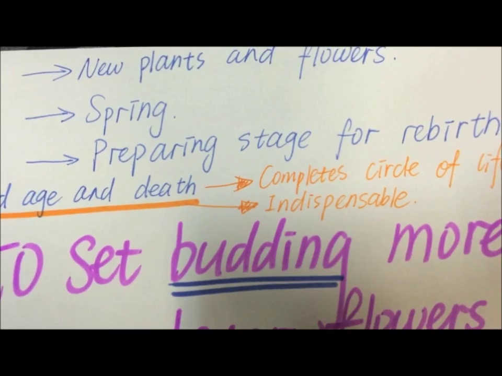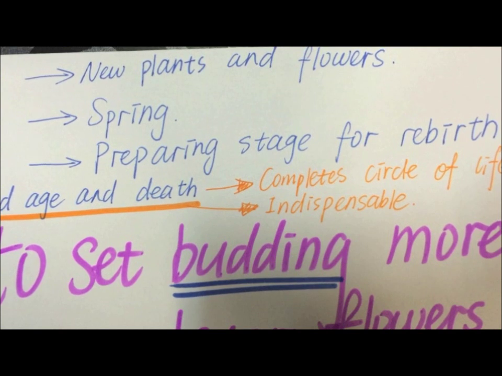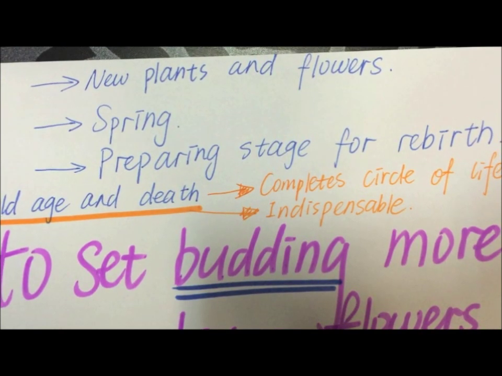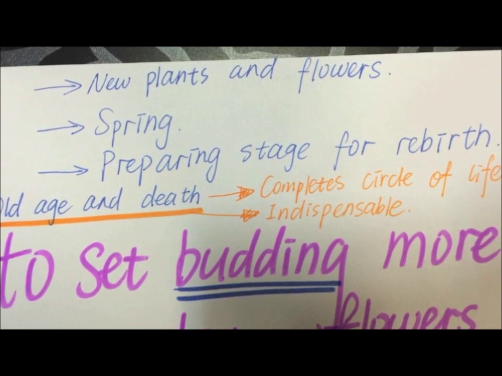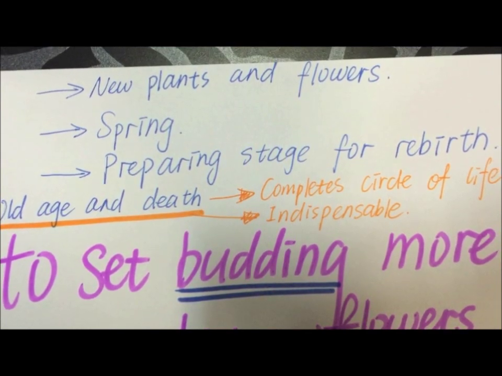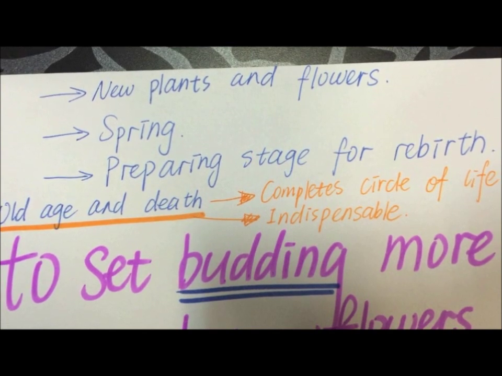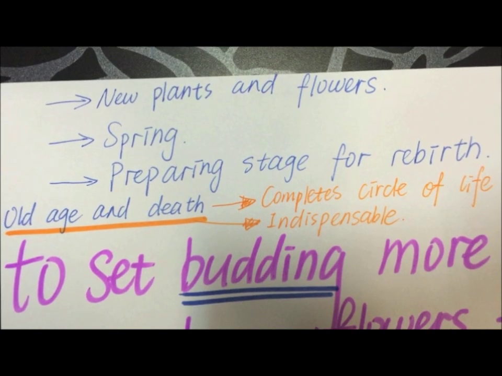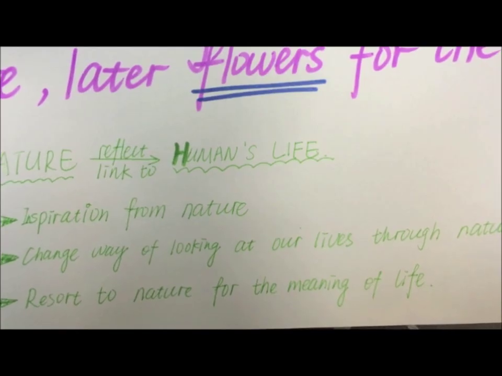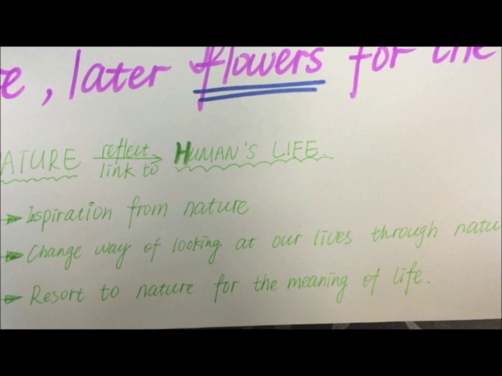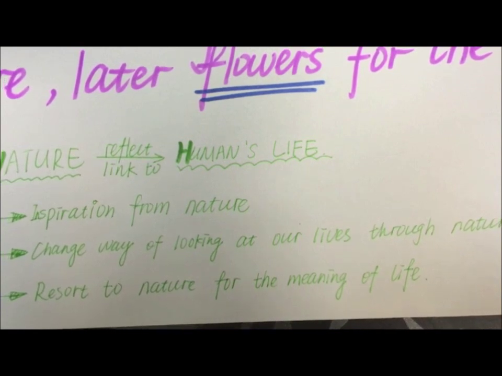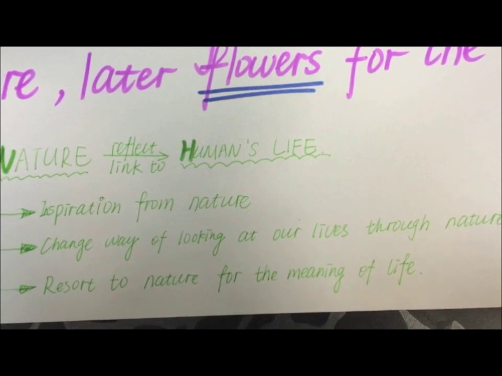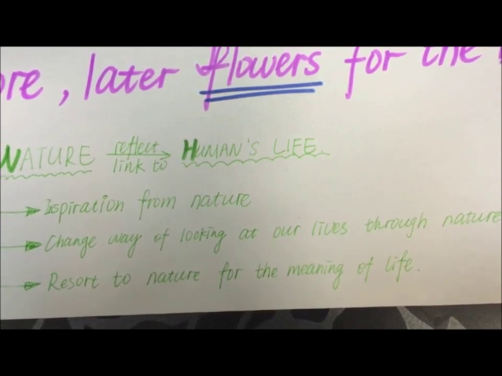For the next line, it is describing the future budding of the kernels that drop to the ground, which will grow into new plants when spring comes. So autumn sets the preparing stage for rebirth in the coming spring. Autumn is actually not a season of dying out, it is the very start of new life. Old age and death, which are indispensable in the same way, complete our circle of life. These regular patterns in nature and human's life show how we're closely related to nature. Furthermore, we get inspiration from nature. We change our way of looking at our lives through nature. We need nature, and we need to resort to nature for the true meaning of life.